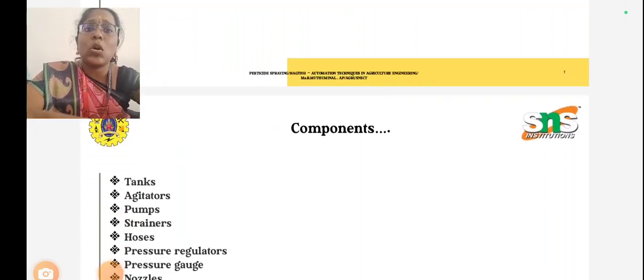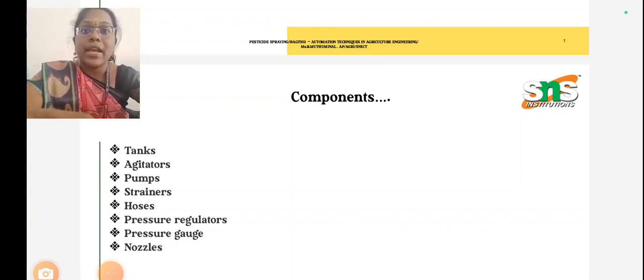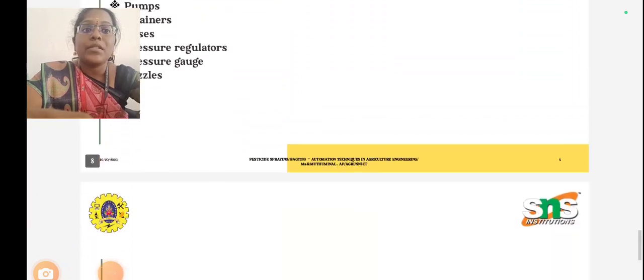The components involved in sprayers are as shown below. The first one is the tank, agitators, and the next are the pump and strainers. It must also have hoses, pressure regulators, pressure gauge, and nozzles for controlling the pressure of the pesticide spraying. The hoses and strainers help us to transport the pesticide from one place to the field so that it could increase the crop yield.